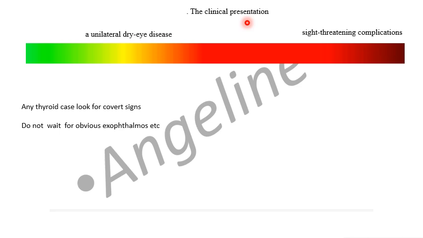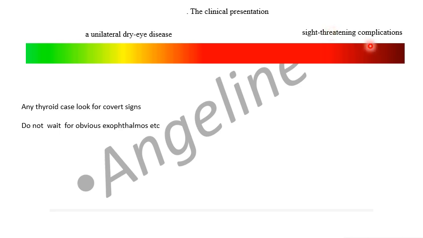So the clinical presentation of anything, or the seriousness of an issue, will always follow a spectrum. If you know where exactly the patient is in the spectrum, you will know what treatment to give. So it can be just a unilateral dry eye disease. Now, never think somebody is going to sit in the green and come to you. They'll be at home. If they are coming to you, they are probably sitting in the greenish to yellow and starting off. It can go up to sight-threatening complications also.